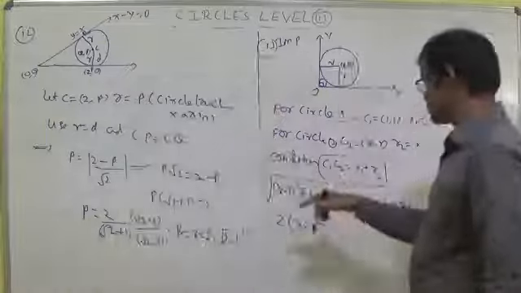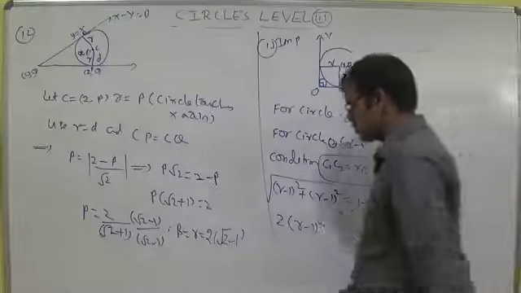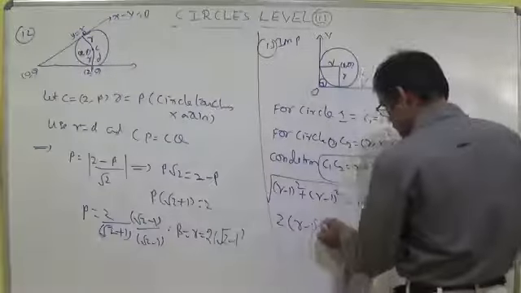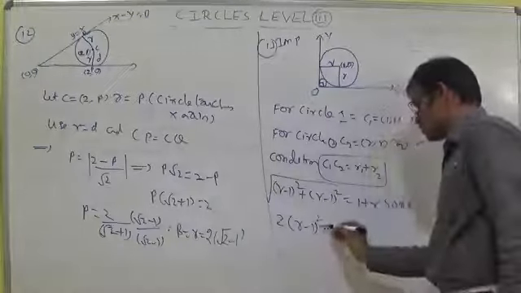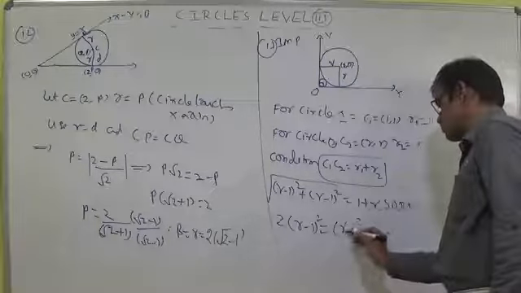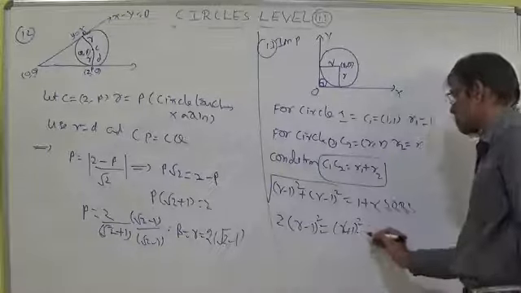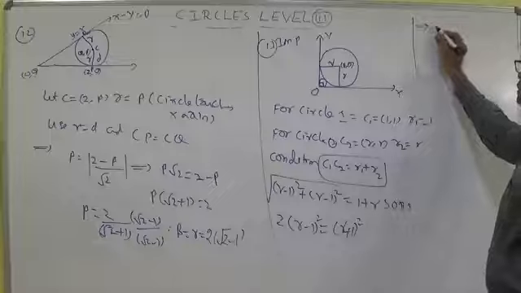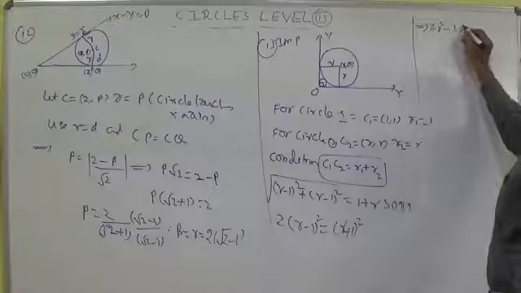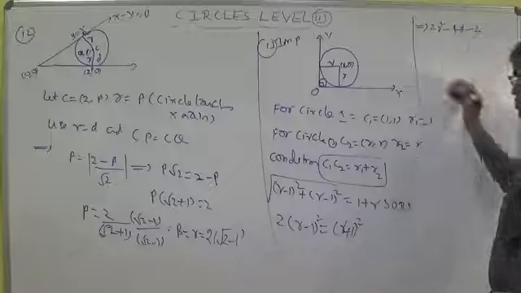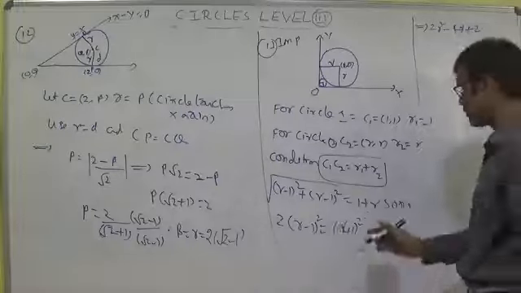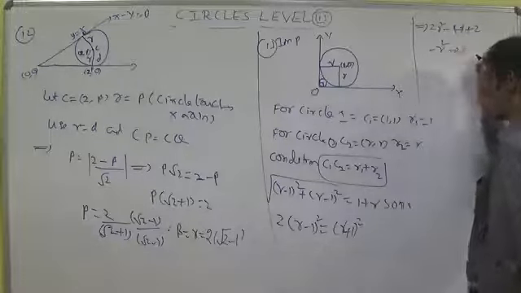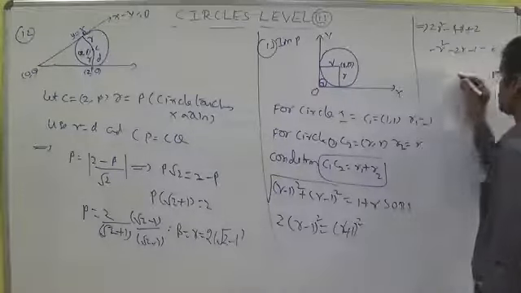R minus 1 whole square and the root will be getting cancelled. Here you can write 2 into (R minus 1) whole square is equal to (R plus 1) whole square. By expanding, we get 2R square minus 4R plus 2, because R square minus 2R plus 1 modulus. Taking R square to this side, it becomes minus R square minus 2R minus 1 equal to 0.